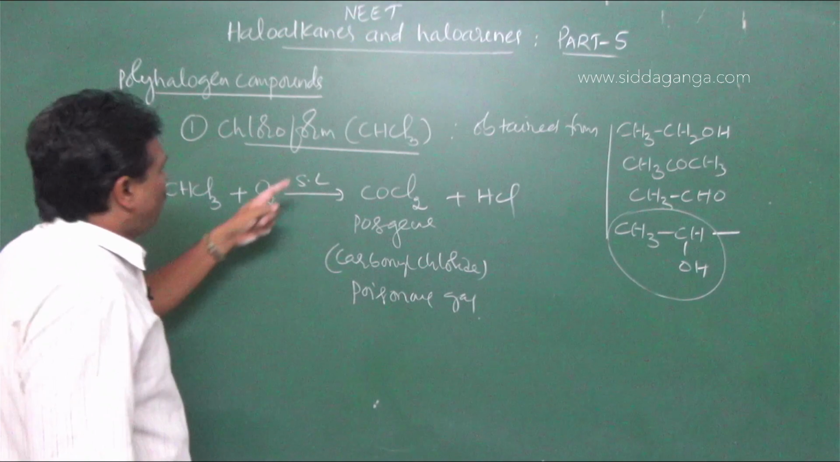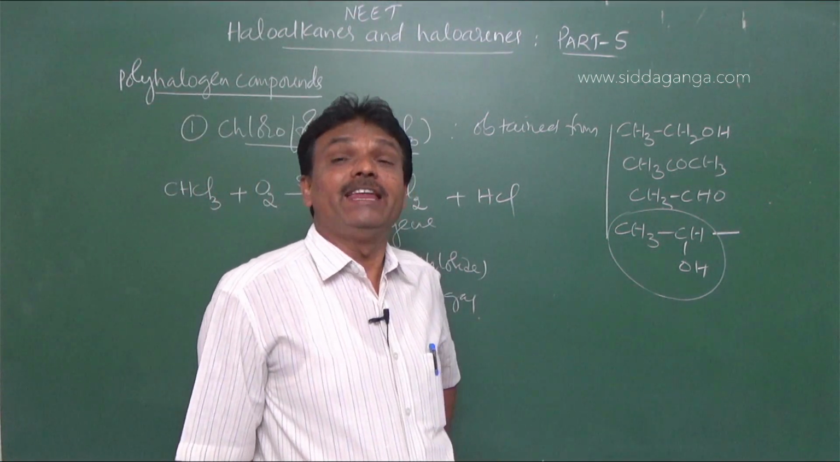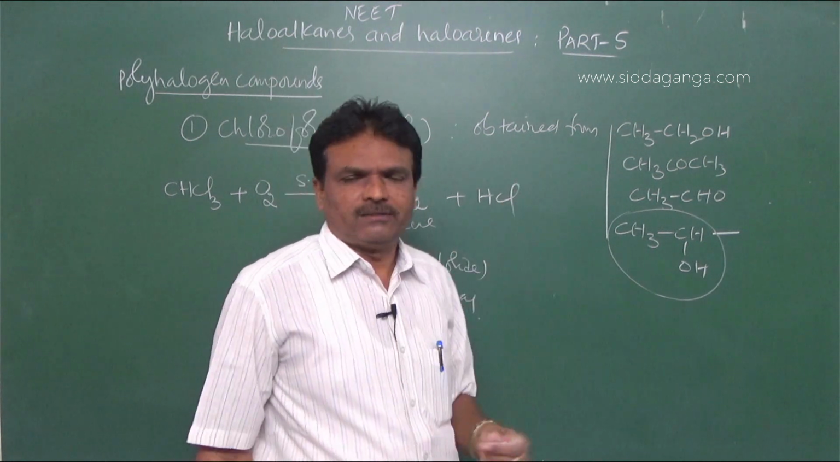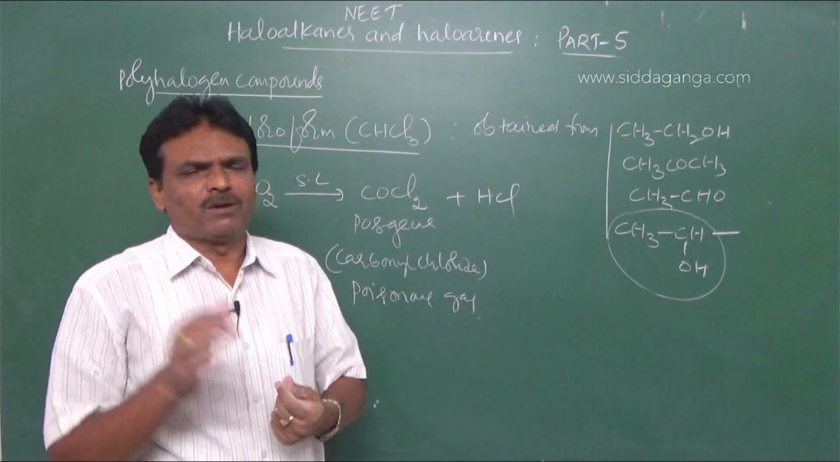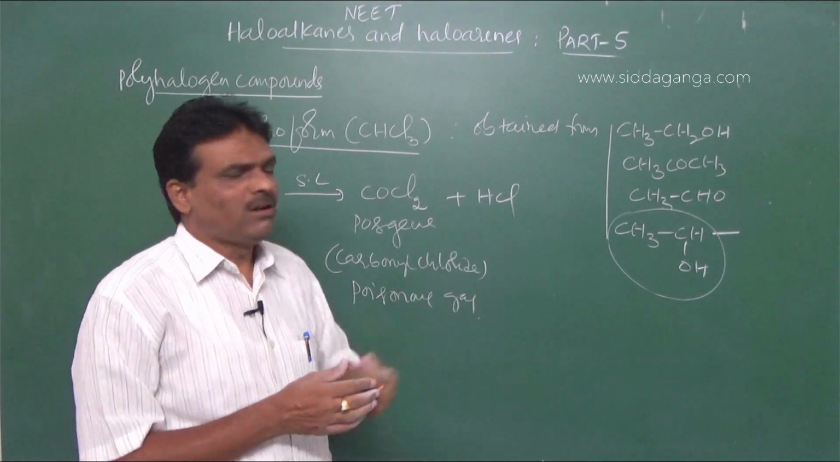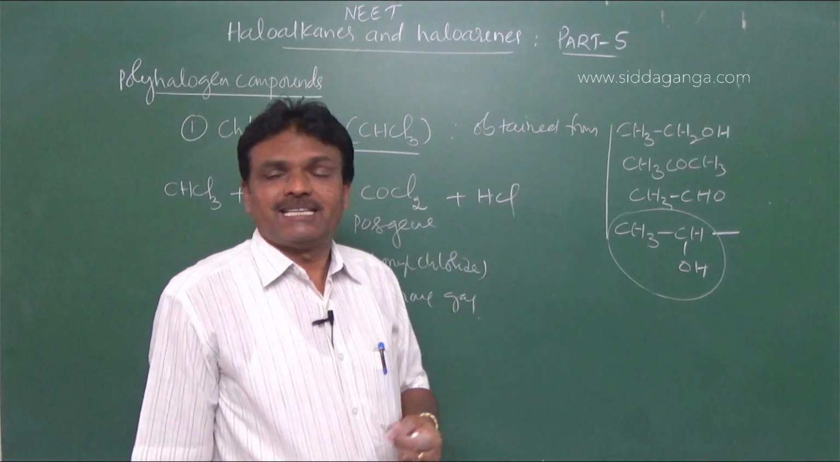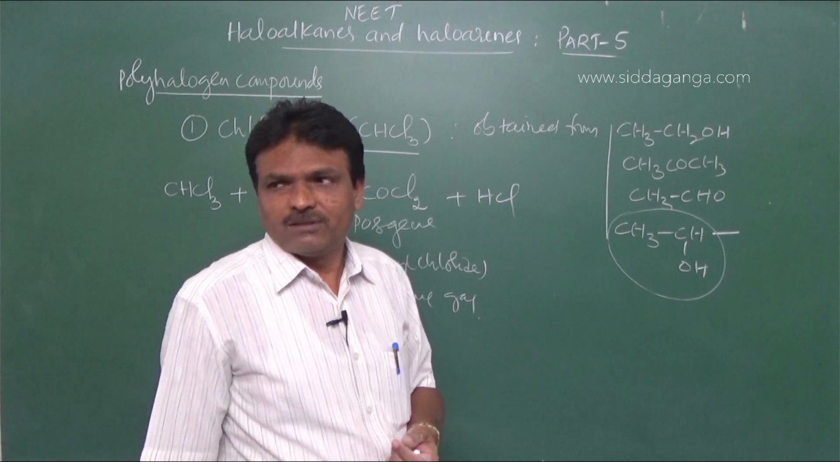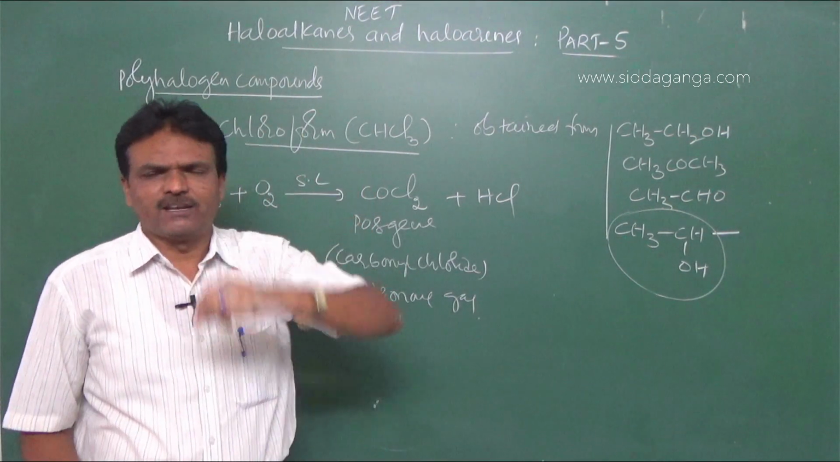Then what are the uses of chloroform? It is used as a solvent for oils and varnishes. It was used as an anesthetic in surgery, in earlier days.